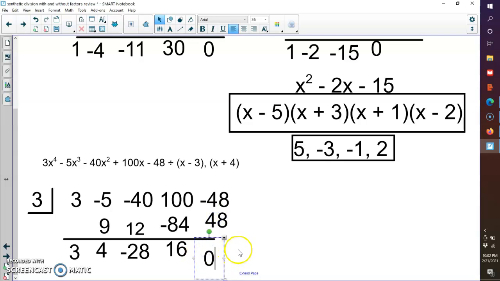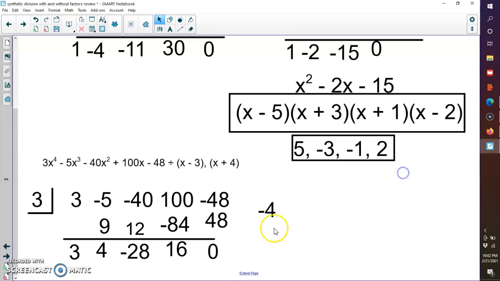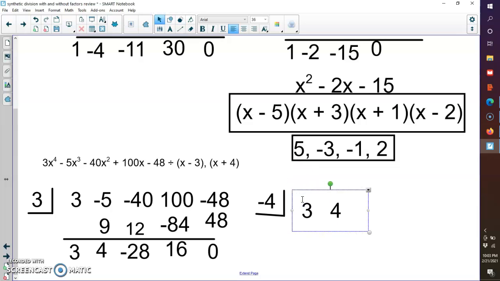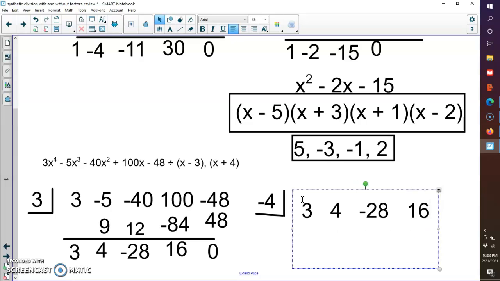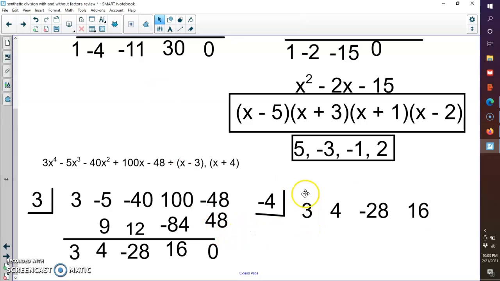So we have a 0 remainder, and now I'm going to synthetically divide again. I'm going to use negative 4 to go in the box now, though. All right, we're just going to use the given factors when they're given to us. So negative 4, and now we're going to use the depressed equation, 3, 4, negative 28, 16. And with that, we need to put another line down here.